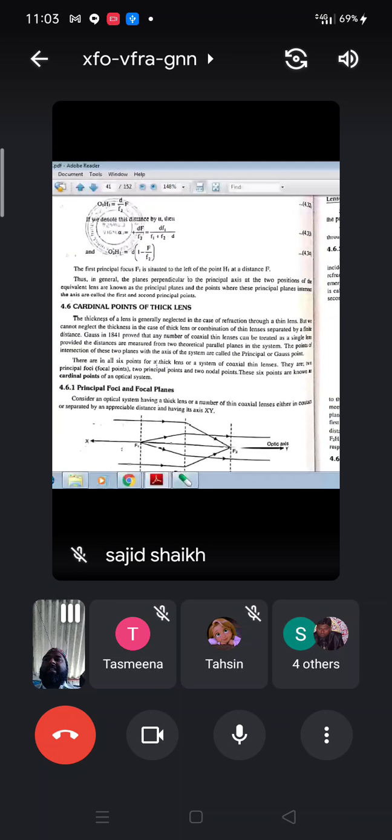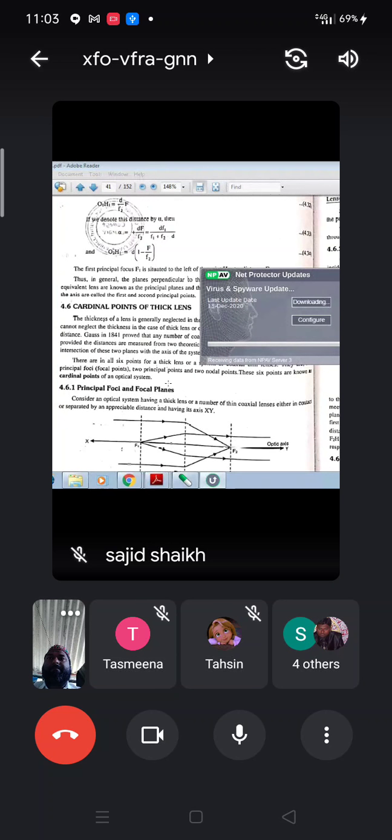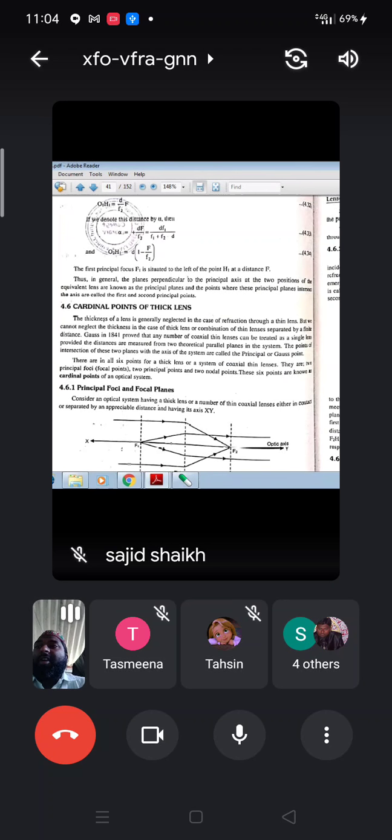There are in all six points for a thick lens or a system of coaxial thin lenses: two principal foci, two principal points, and two nodal points. These six points are known as the cardinal points of the optical system. What are the cardinal points of the optical system? Two principal foci, the two principal points, and the two nodal points.